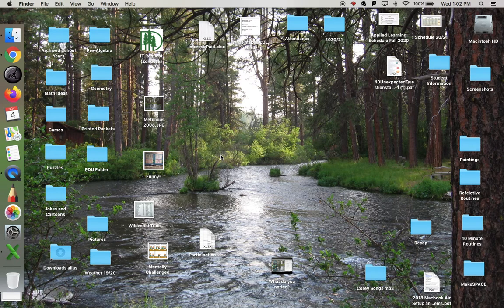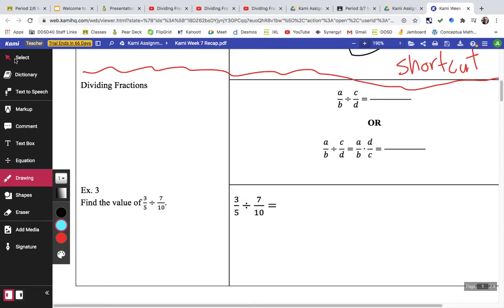This is a recap of Wednesday, November 4th. I'm going to focus on the CAMI assignment. Today we took notes on dividing fractions, and if you want to stop the video and go to slide 11 of the Pear Deck quiz from Tuesday, slide 11 has the video that we watched on dividing fractions.